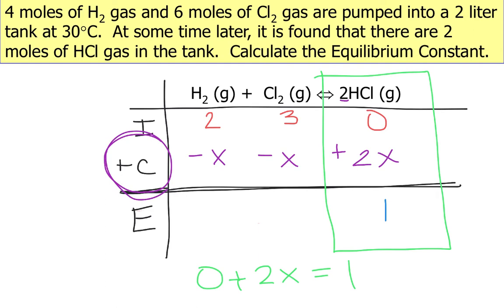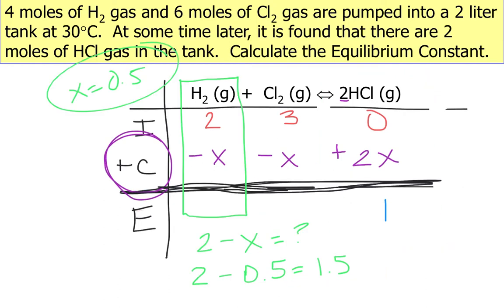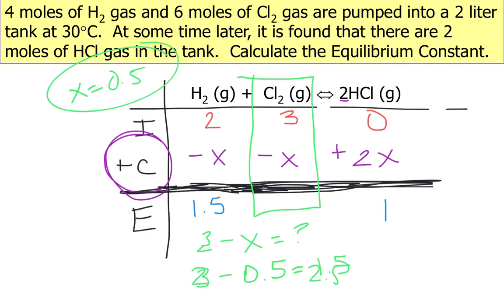Now we can use the one thing that we have an entire completed column for, our products, to set this up like an algebraic formula. 0 plus 2x equals 1. And then, of course, solving for x gives us 0.5. Now that we know what x is, we can use that to find our other equilibriums by plugging in 0.5 for x. So let's do the hydrogen first. If we have 2 minus x, and then we plug in the 0.5 for the x, we find that the equilibrium concentration for H2 is 1.5. And finally, let's do the chlorine. We have 3 minus x that we're trying to solve for, and if we treat x as 0.5, then we find our new equilibrium concentration of 2.5.